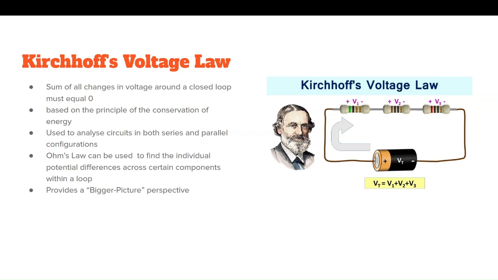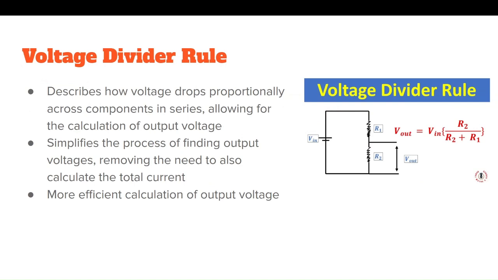KVL provides a much bigger picture perspective on the relationship between all voltages within a loop, which helps to solve for missing voltages when multiple components interact with one another. Finally, voltage divider rule describes how the total voltage of a circuit in series is divided proportionally among components in accordance with their respective resistances, allowing for the output voltages across any components to be calculated. This is a more simplistic and efficient method of finding the output voltages by removing the need to also find the total current, resulting in being overall a highly practical tool.